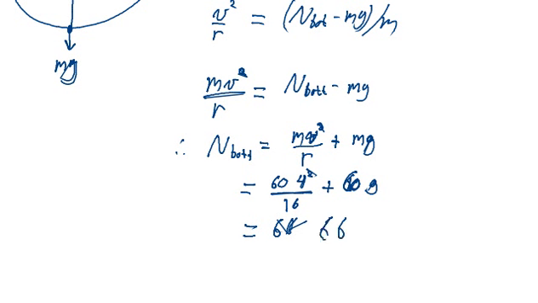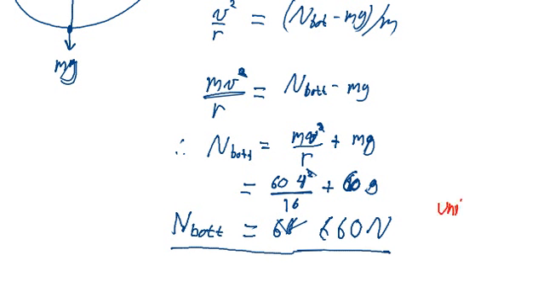660 newtons. So the normal force that the seat exerts on the person at the bottom is larger than the normal force that the seat exerts at the top. It was 540 newtons at the top and it's 660 newtons at the bottom. Alright, so I'll just double check that I have my units and my significant figures. And we have this problem completed.